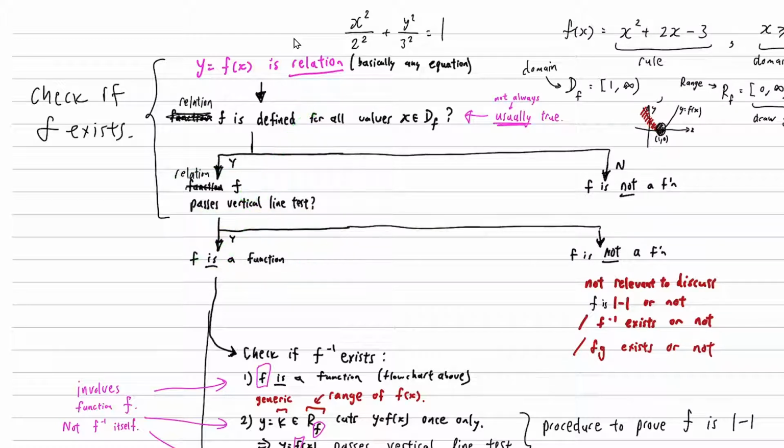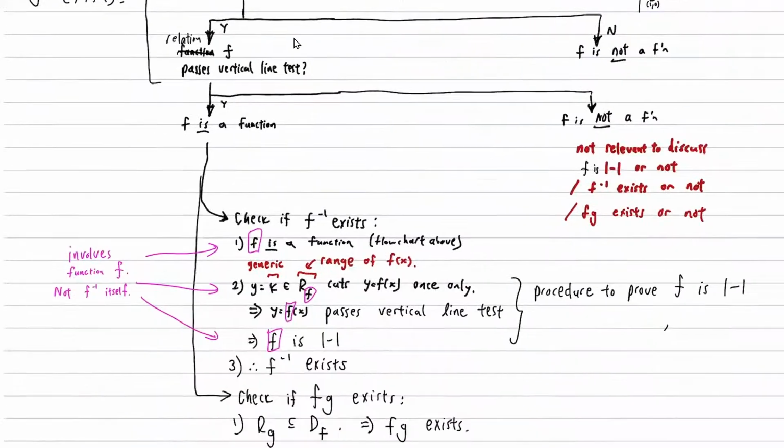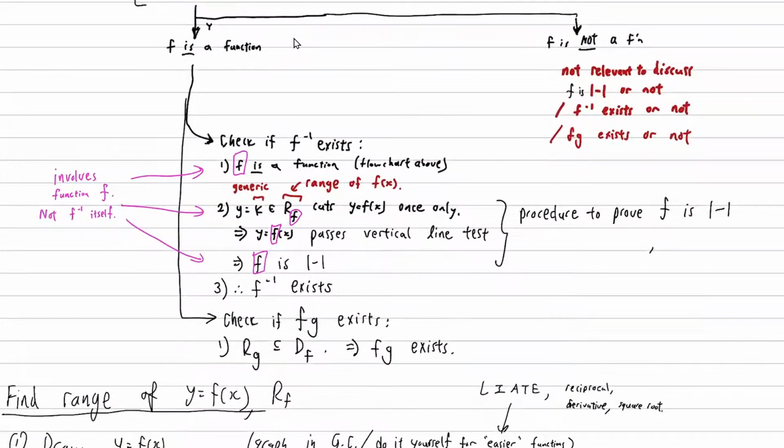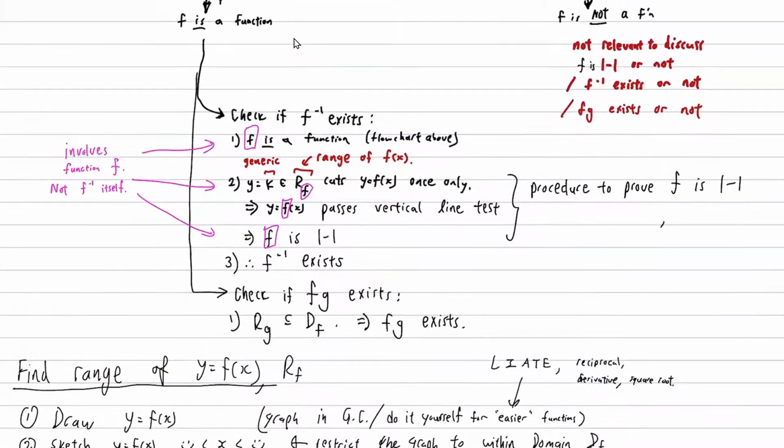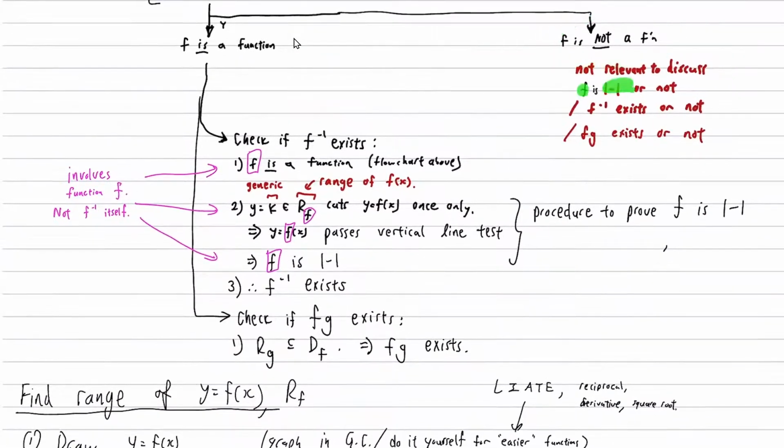So that is if a function f exists. Next, we're going to move on. Also, if f is not a function already, it is no longer relevant to discuss whether f is 1-to-1, whether f inverse exists, or whether the composite fg exists. Basically, everything related to f, f inverse, fg, we don't talk about it anymore.